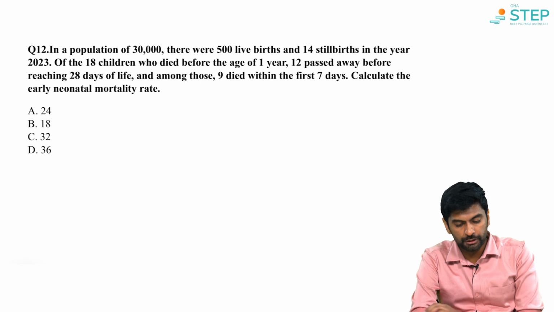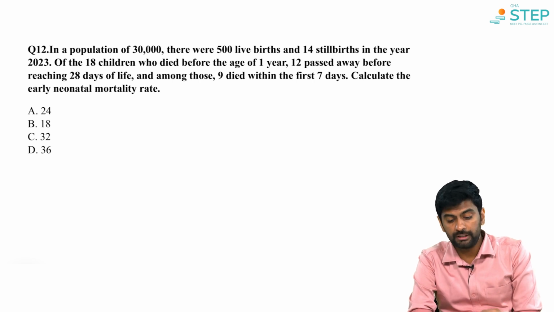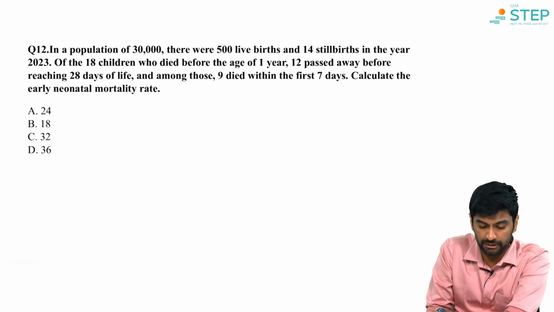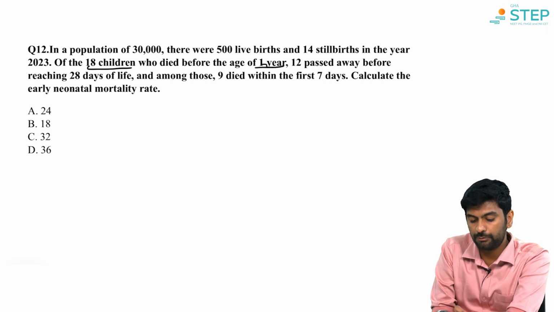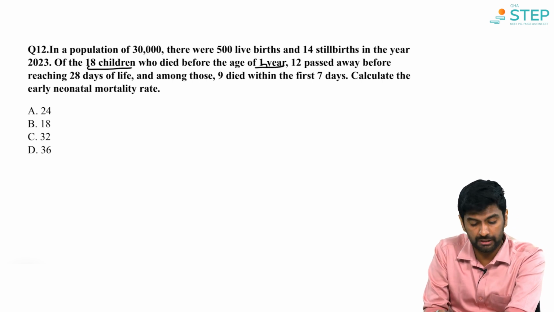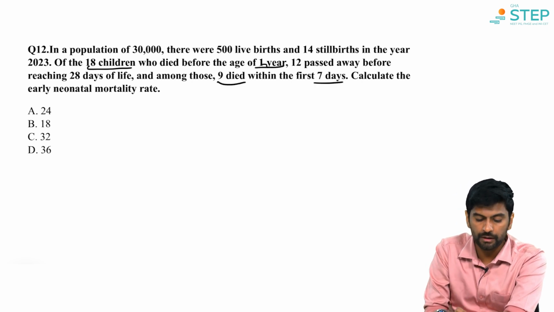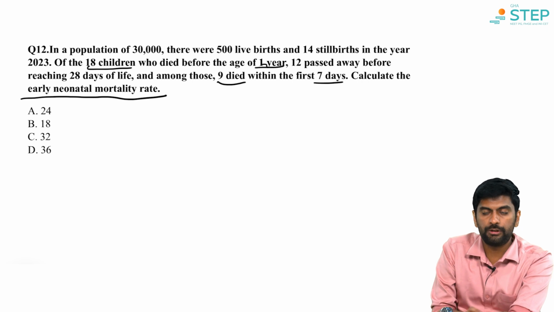In a population of 30,000, there were 500 live births and 14 stillbirths in the year 2023. Of the 18 children who died before the age of 1 year, 12 passed away before reaching 28 days of life. And among these, 9 died within the first 7 days. Calculate the early neonatal mortality rate.